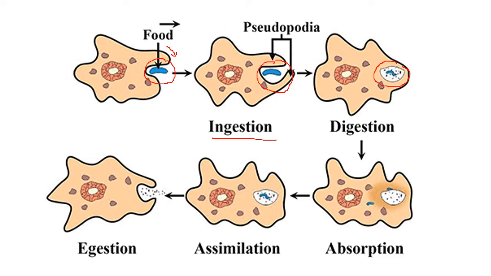Okay, using enzymes, and that food is getting absorbed by the whole cytoplasm of that amoeba and getting assimilated to the whole body part of the amoeba, and ultimately whatever is the waste material is getting excreted, you can say. So these are the steps involved in the eating mechanism of an amoeba, right?